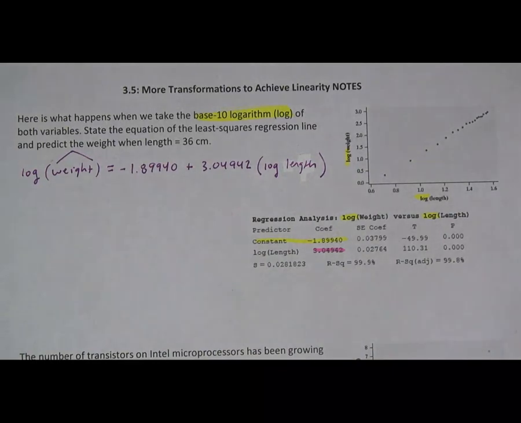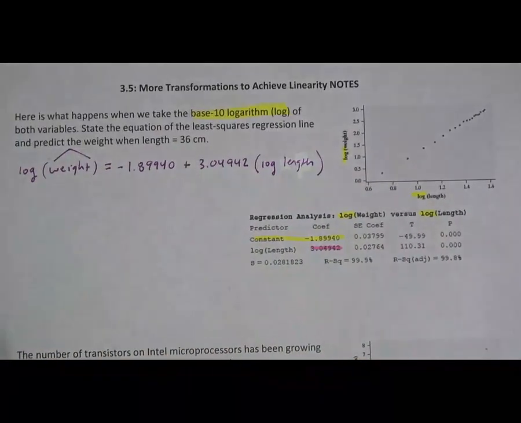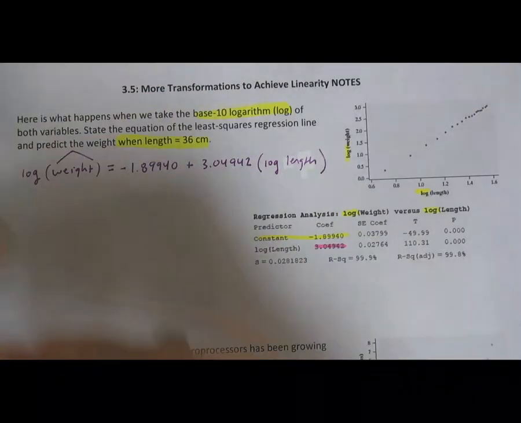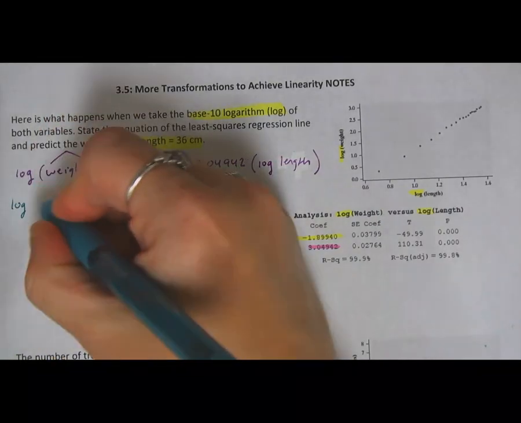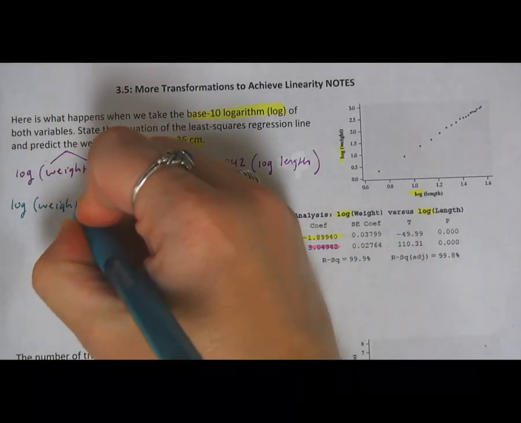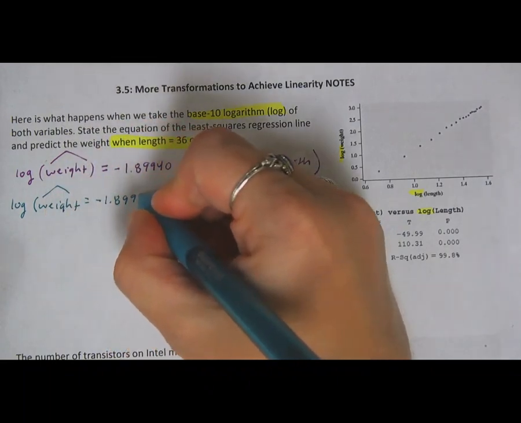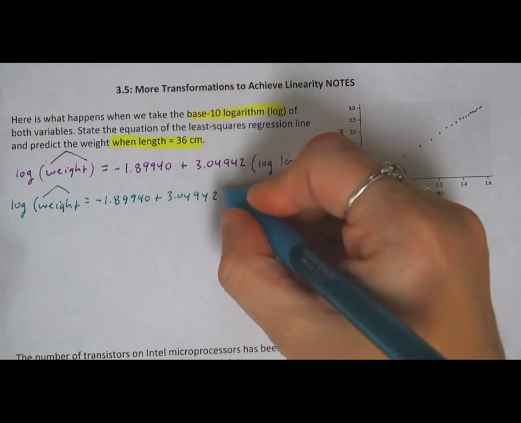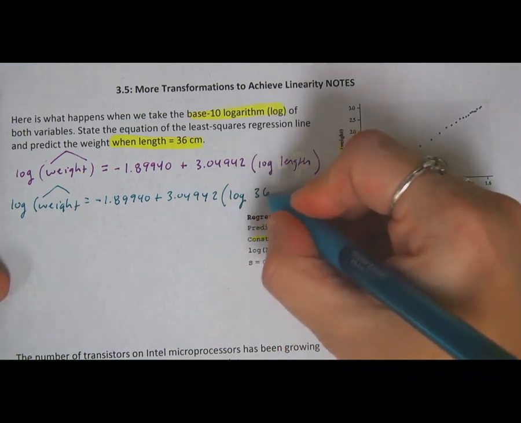Don't let the log stuff scare you away. All we're going to do is take this equation where the log was taken of both variables, and we're going to plug in 36 for the length, and we're going to see what we would predict for the weight. So log of the predicted weight is going to equal negative 1.89940 plus 3.04942 times the log of 36.